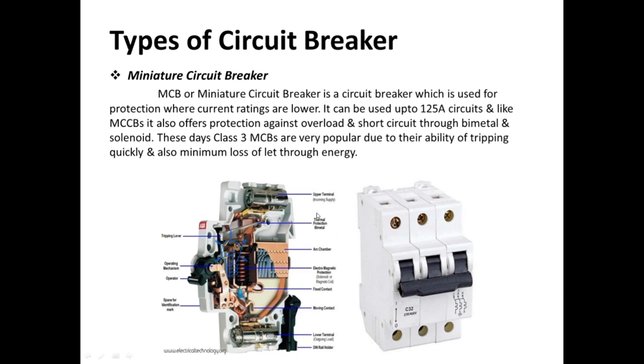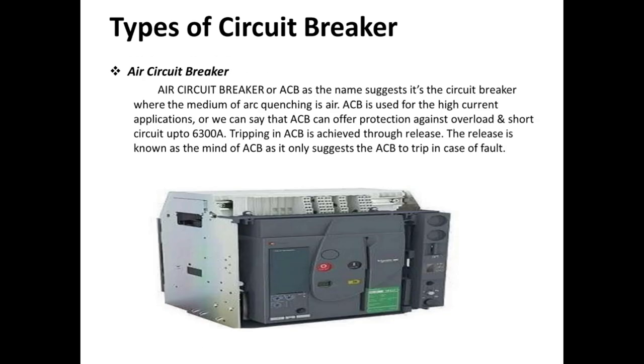So these are the parts of the MCCB. We have the upper terminal, or the incoming supply, thermal protection by bimetal, arc chamber, electromagnetic protection, either the solenoid or magnetic coil, fixed contact and moving contact, lower terminal or outgoing load, DIN rail holder, a tripping lever, operating mechanism, operator, and a space for identification mark. This is the MCCB.